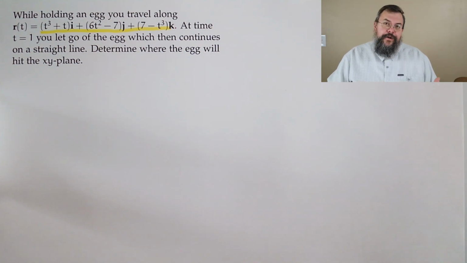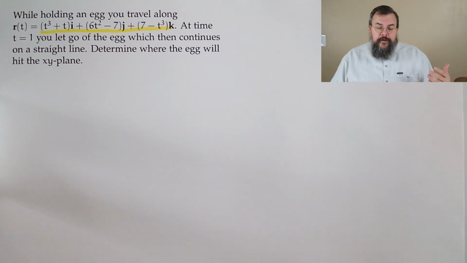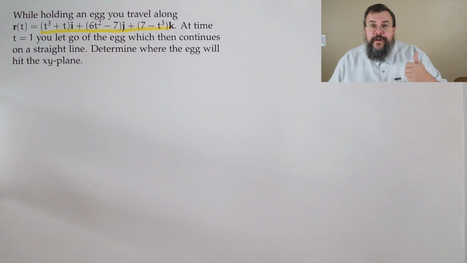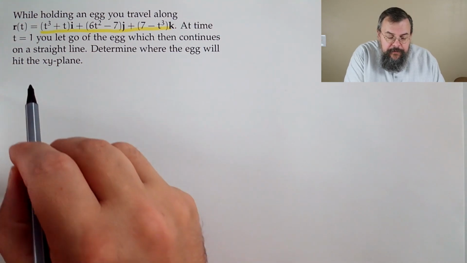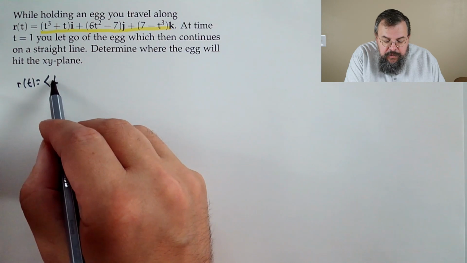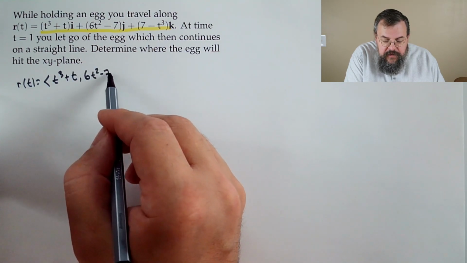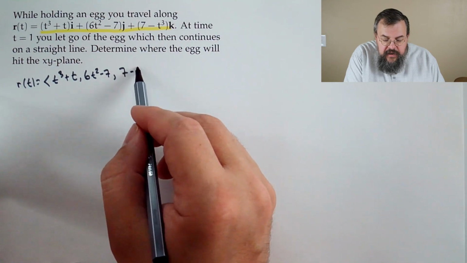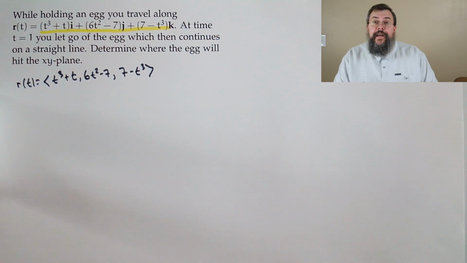We shouldn't say, well, it's a different notation, I guess I can't do anything. Either you adapt to the new notation, or you say, let me just jump back to the one I'm familiar with. So we could have written this, by the way, in the t cubed plus t, comma, 6t squared minus 7, comma, 7 minus t cubed form. It's the same thing.